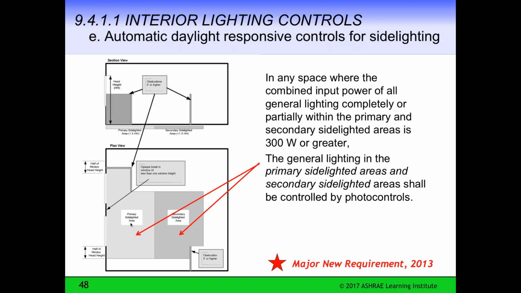In 2013, a secondary side lighted area was added. So if you have a space with windows where the combined input power of lighting completely within the primary or secondary side lighted areas is 300 watts or greater, then you have to have 3 types of controls in this space. Primary side lighted area control, secondary side lighted area control, and the rest of the space. Separate controls for each of those.